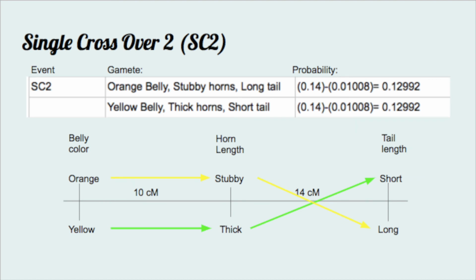The second crossover we will learn about is single crossover 2. The idea is the same as single crossover 1, but this time at the second locus. If you follow the yellow line, you can see that it goes from orange to stubby, then switches down to long. And the green goes yellow, thick, then up to short. The probability of this happening is the centimorgans at the second locus minus the DCO.